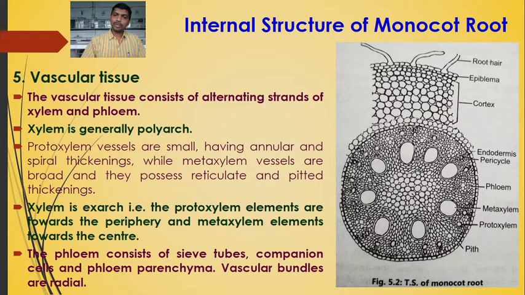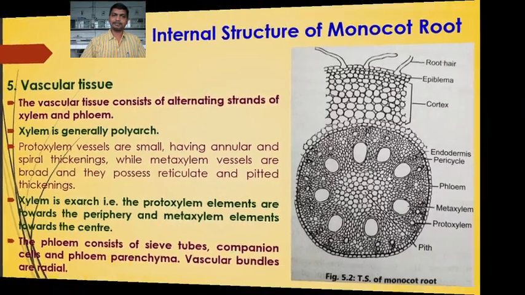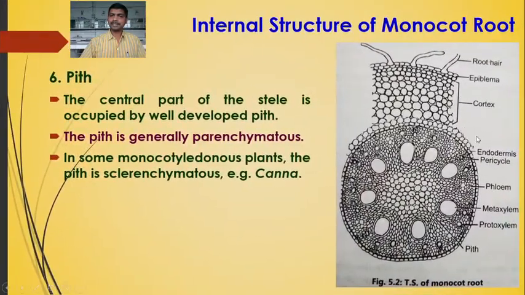There is only one vascular tissue in each strand, either xylem or phloem. So we say this is the xylem strand because it is composed only of xylem. Here only phloem is present, so it is the phloem strand. They are arranged alternately on different radii. Now the pith, the central part of the stele, is occupied by a well-developed pith. In dicot root, the pith has been replaced by secondary tissue, that is the secondary xylem and secondary phloem. Mostly the secondary xylem replaces the pith.